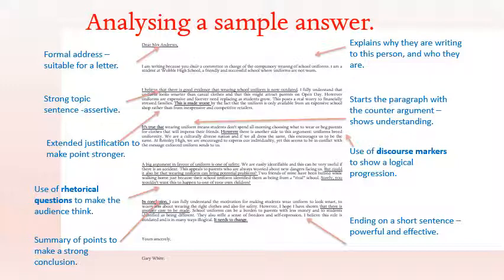Then towards the bottom of the second paragraph, extended justification to make the point stronger. And then in the third paragraph, you're starting to sound like you agree with them. It's true that wearing uniform means students don't spend all morning choosing what to wear or beg parents for clothes. Then, however, there is another side to this uniform. Uniforms breed uniformity. We are a culturally diverse nation. So you start off by agreeing with them in that third paragraph and then move on to not agreeing with them.